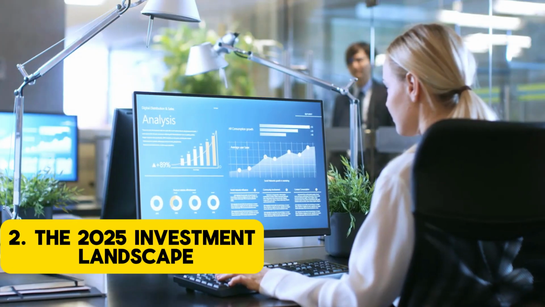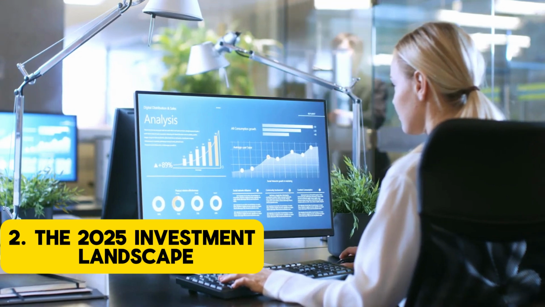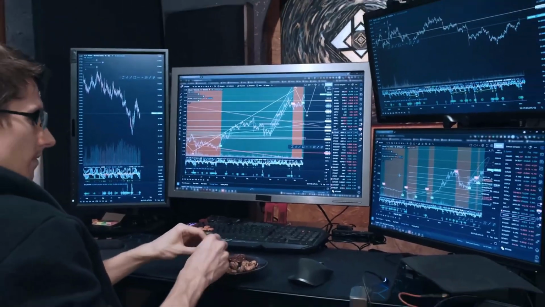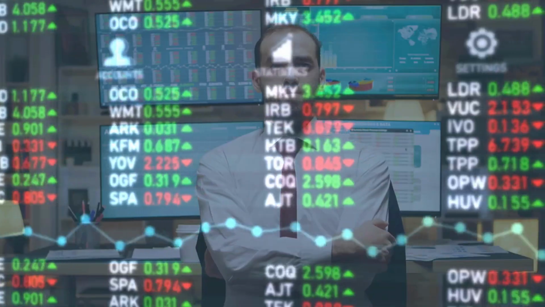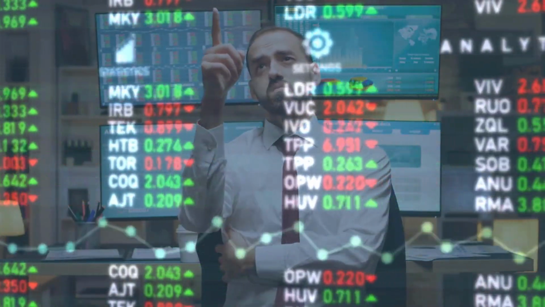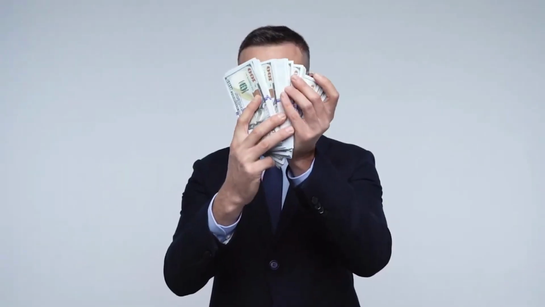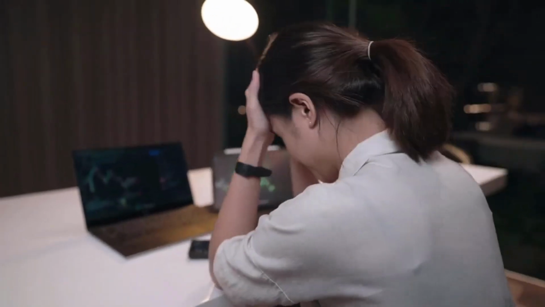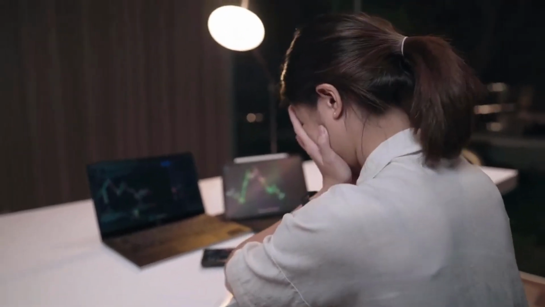2. The 2025 investment landscape. The stock market of 2025 is brimming with opportunities, especially as industries continue to innovate and adapt. Understanding these trends can help you ride the wave of success.